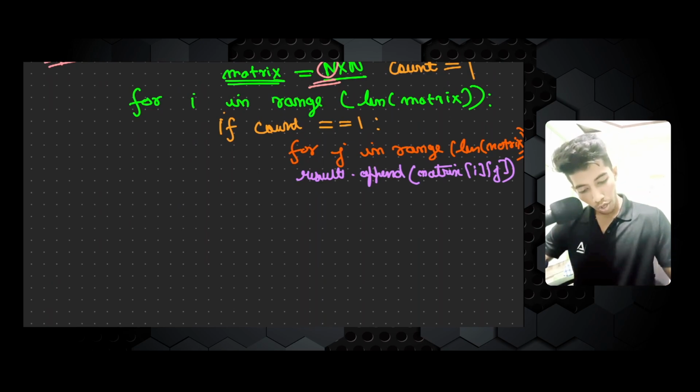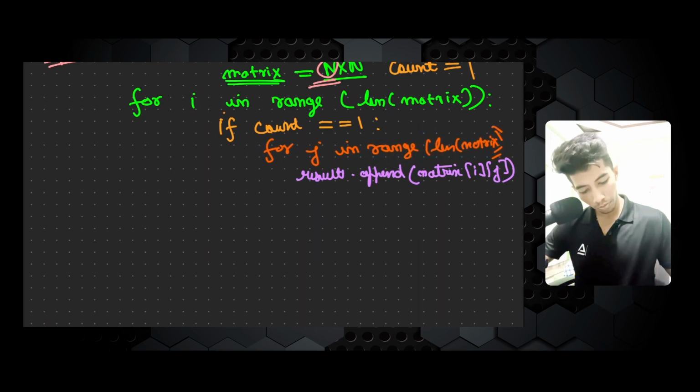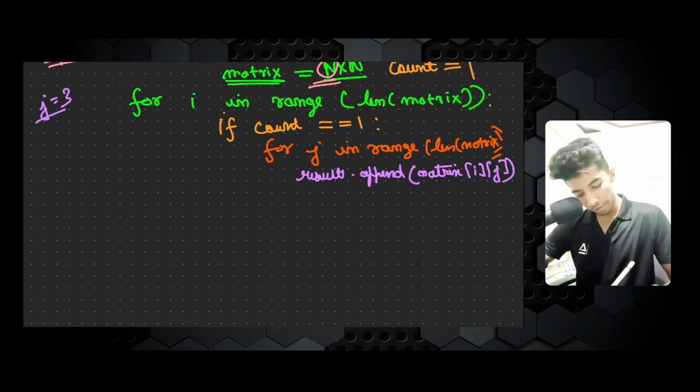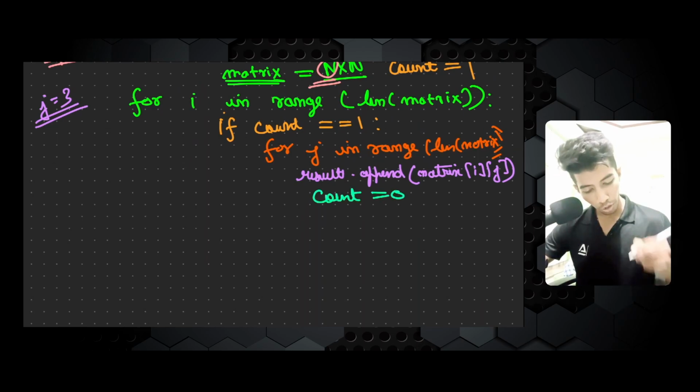Now my value is getting appended. Let me make it more clear so that you can understand it. Okay, so this is my first case, and after this, when this happens, my j is at 3. Now my j value is 3. Then what I will do, I will change the count to 0 now. Now again it will check.